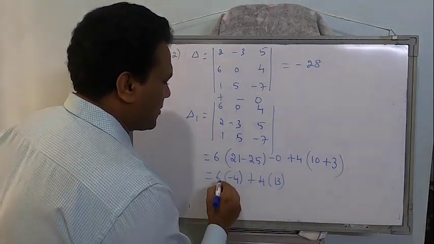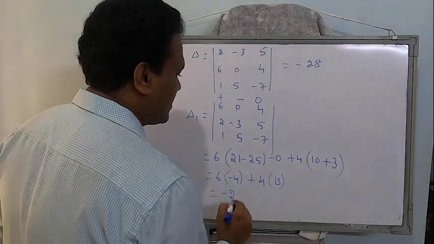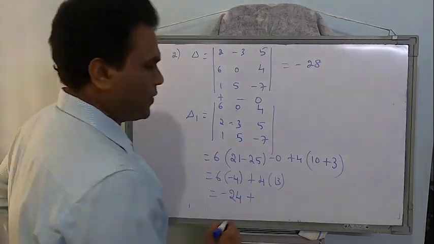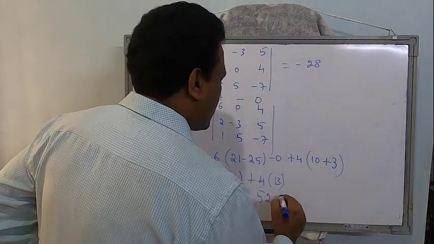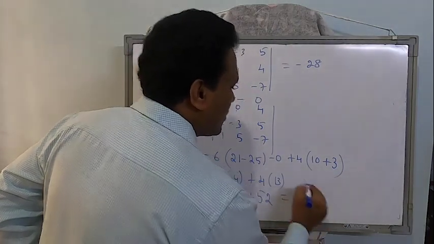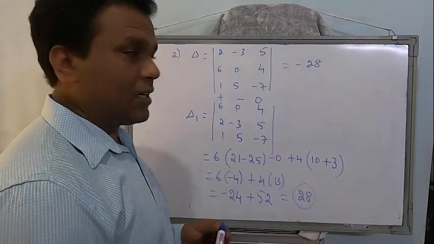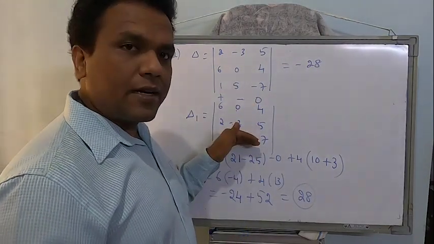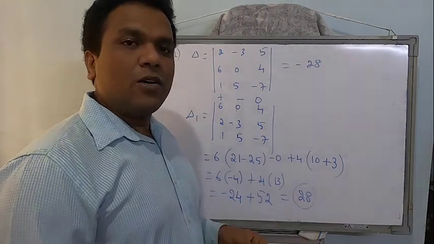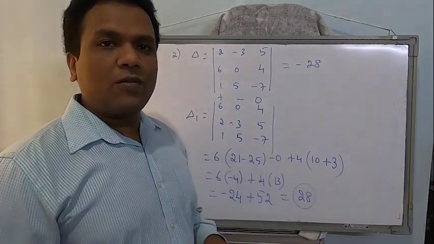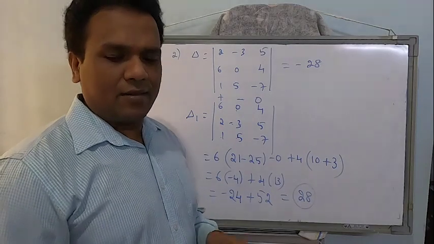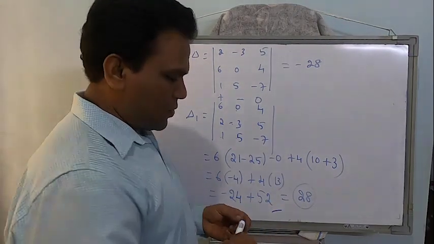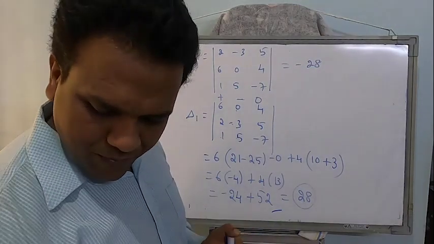So how much is this going to be? So this value will be minus 24 plus 13, 4, 52, it's going to be, correct now? So what's the answer now? 28. Originally what's the value? Originally the value is minus 28. When I interchange the first and the second row, the value is plus 28. So when you interchange 2 rows or 2 columns, the value changes by a sign. That is the statement of property number 2. Clear? So let me start with the next one.